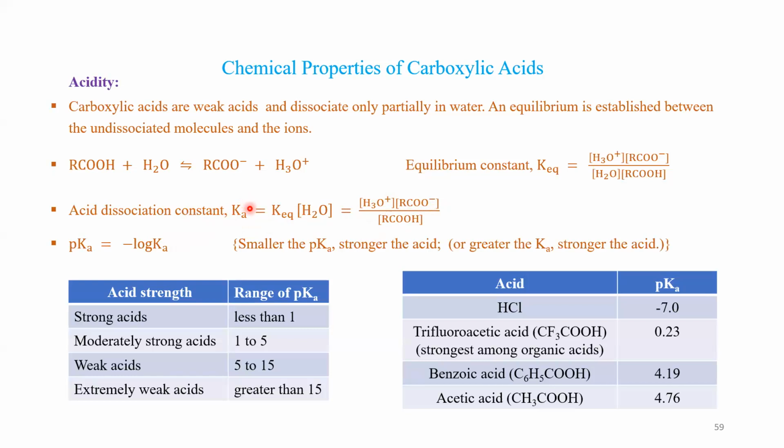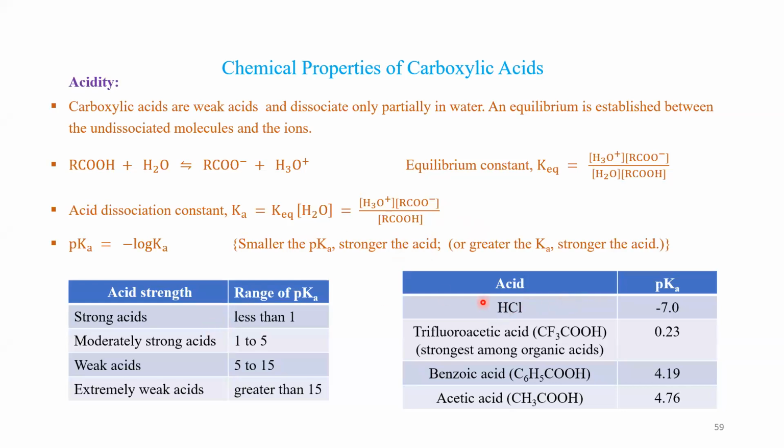The higher the value of Ka, the greater will be the acid strength. So stronger will be the acid. Higher the Ka value, stronger will be the acid. Then we have pKa. pKa is equal to minus log Ka. So smaller the pKa value, stronger will be the acid. Smaller the pKa, stronger will be the acid.